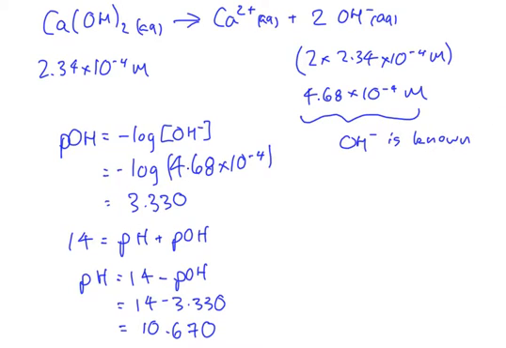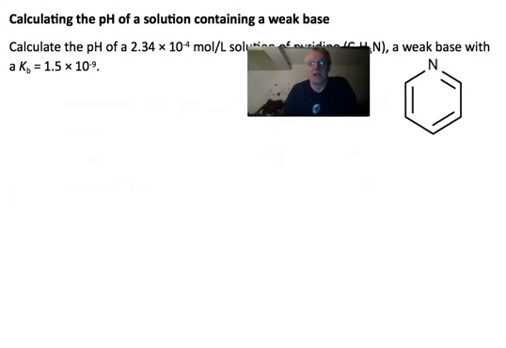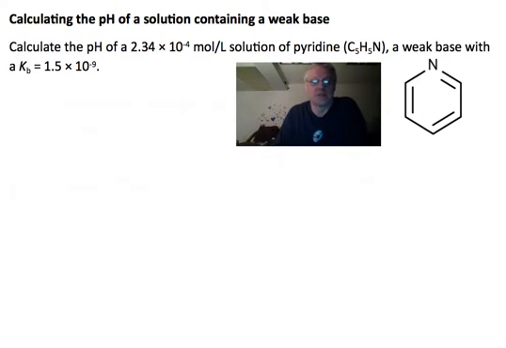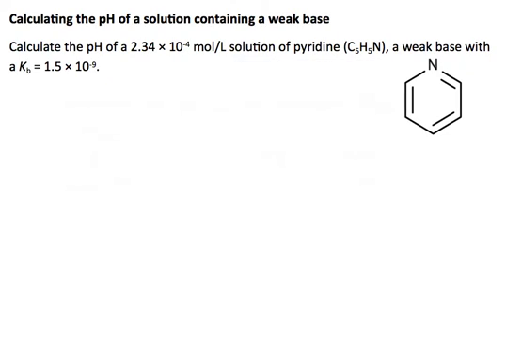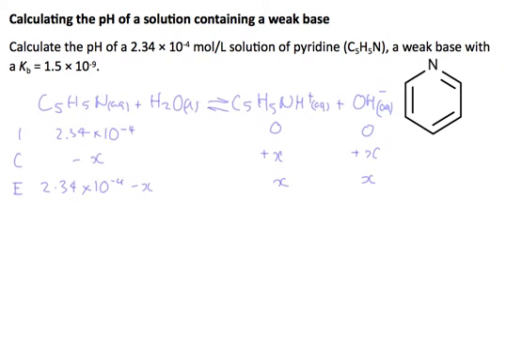So pretty straightforward. Well, how about if it's a weak base? So here's a weak base dissociation. Calculate the pH of 2.34 times 10 to the minus 4 mole per liter pyridine. So same concentration of this basic solution, but it's a weak base. Pyridine is a weak base. And so in this case, we proceed as we did with the weak acid.